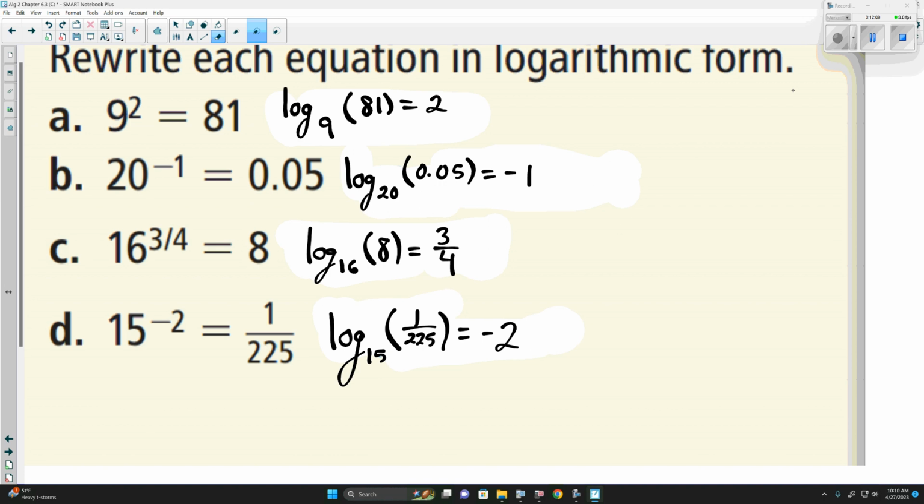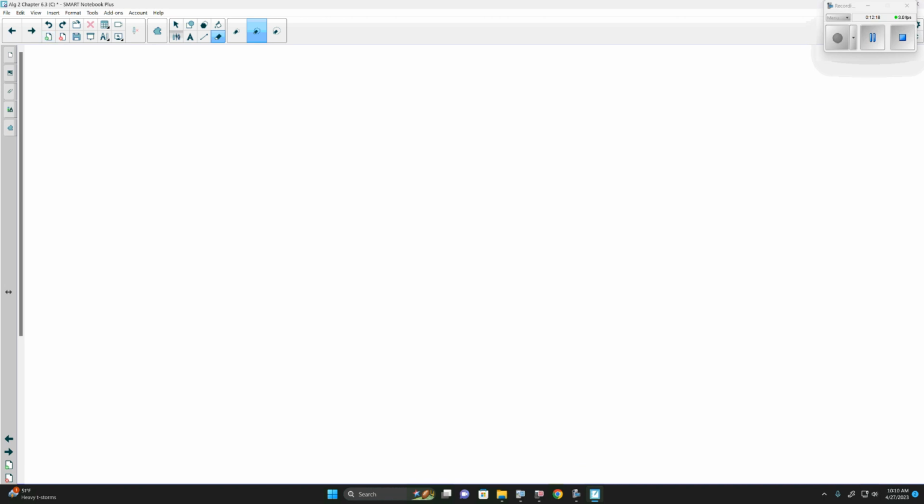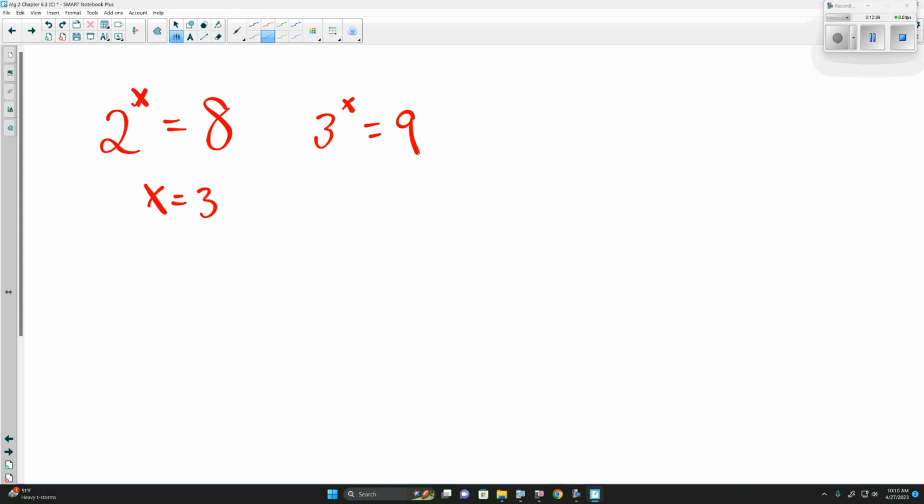Now this seems a little strange, especially why are we doing this, going back from exponential to logarithm or logarithm to exponential. For the most part, it's dealing with solving exponential functions. Now if I said 2 to the x, you don't have to write this down, is equal to 8. Well, 2 to what power is 8? 3. We can say x is 3. If we said 3 to what power is 9, we know x is 2, yes?